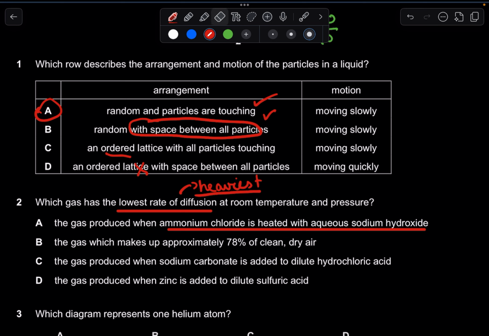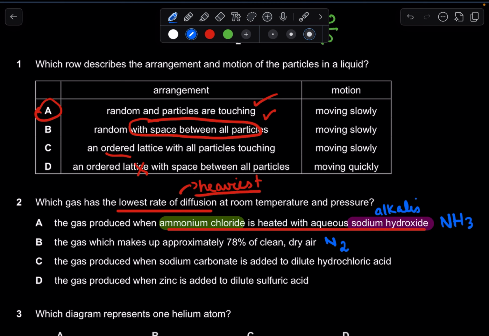You should know that ammonium chloride, what kind of substance is it? Ammonium chloride is an ammonium salt. And what kind of substance is sodium hydroxide? Sodium hydroxide is an alkali. And you should know this from your syllabus: when you make ammonium salts react with alkalis, what gas do you produce? You produce ammonia gas, salt and water. So over here, the gas we produce is ammonia, which is NH3. Next, a gas which makes up approximately 78% of clean dry air. This is obviously nitrogen gas. Don't write N only, it's N2 because it's nitrogen gas.